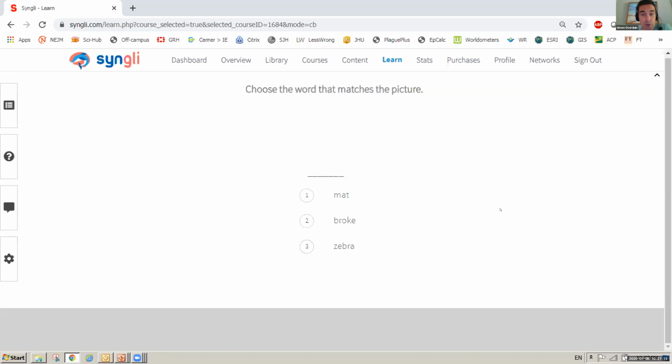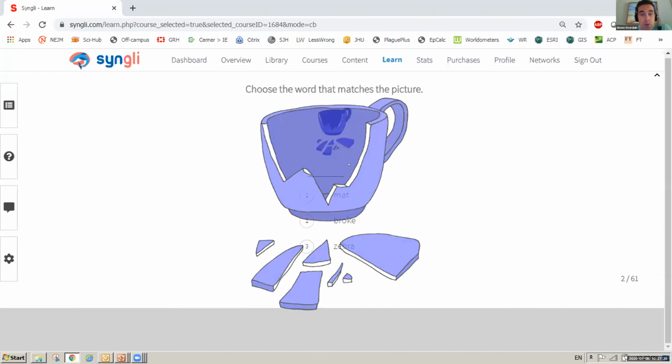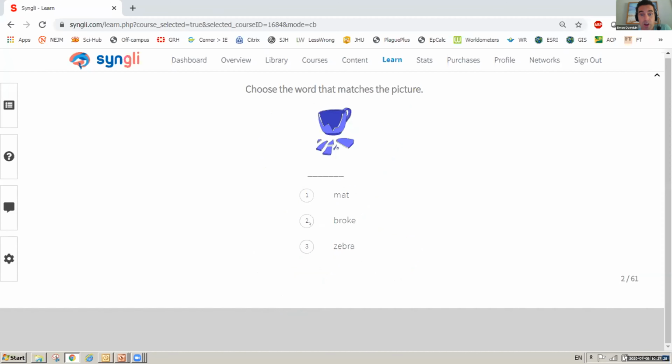At the election of the content creator, I can see or not be allowed to see my performance as I go through these activities as well. Here's a question where I'm asked to transform from an image to the written form. I can expand the image if I want, and then just select whatever word goes with it best.